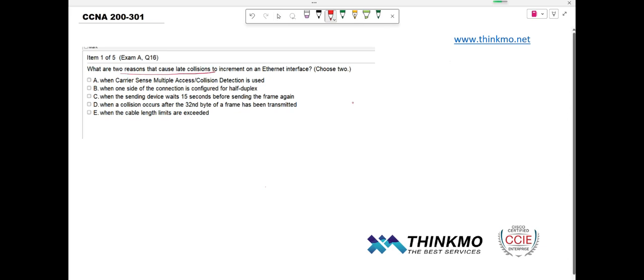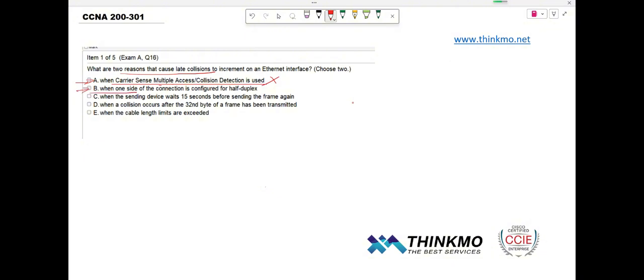The first question asks about what can cause Ethernet interface collisions. What are the reasons for the increase in the collision detection counter? The first option is Carrier Sense Multiple Access. This does not cause the counter to increase, so this answer is wrong.